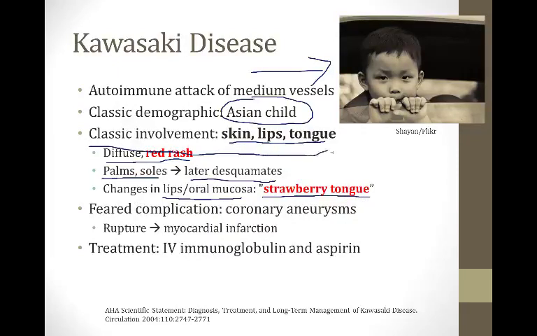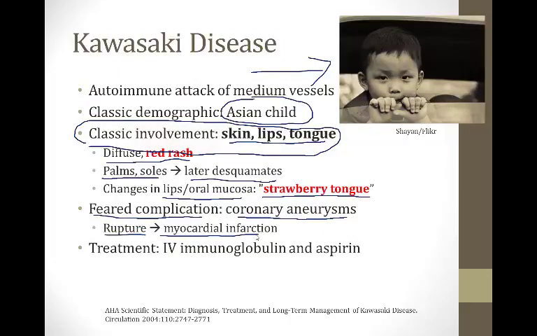These are the symptoms you need to know about in order to recognize the description of the condition in a board question, but what the question will often ask you about is the feared complication of Kawasaki's disease, and that is coronary artery aneurysms. Children generally have very healthy coronary arteries, but with Kawasaki's disease they can develop aneurysms which can rupture and lead to a myocardial infarction or death of the child.